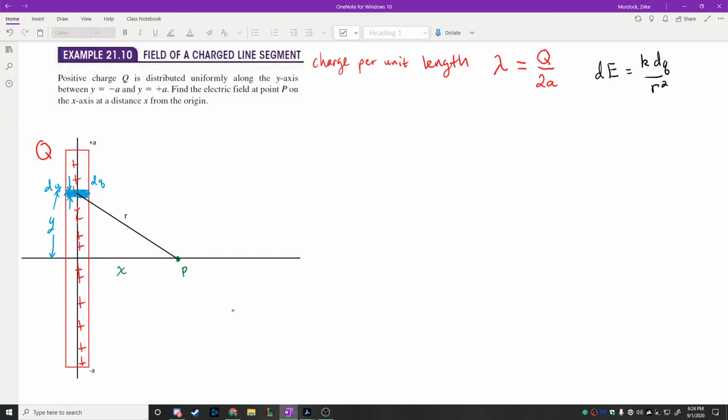Now, if we know that there's positive charge on this object right here, we also know that there's going to be an electric field produced at point P. So if we ignore all the other pieces of our object and we want to draw the vectors associated with this electric field, what's the direction of the electric field at point P? Does it point toward the charge, or does it point away from the charge, since it's positive?